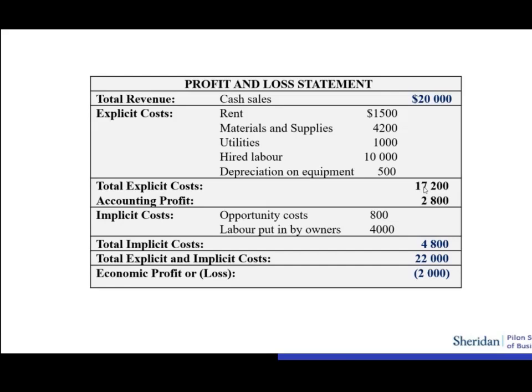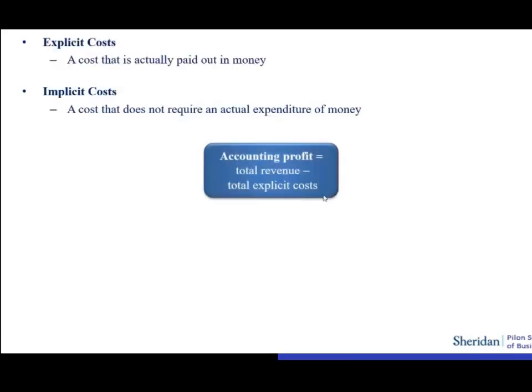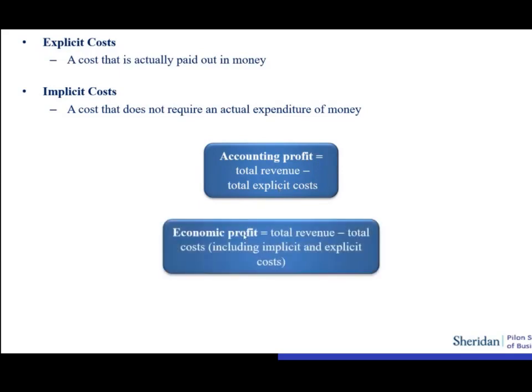Okay, so again, explicit costs are just your typical costs that you would subtract from revenue to get your accounting profit, and economic profit is obtained by further subtracting any implicit costs. So accounting profit is, as you gleaned from the last slide, total revenue minus total explicit cost, and economic profit goes a step further and subtracts off implicit costs as well.